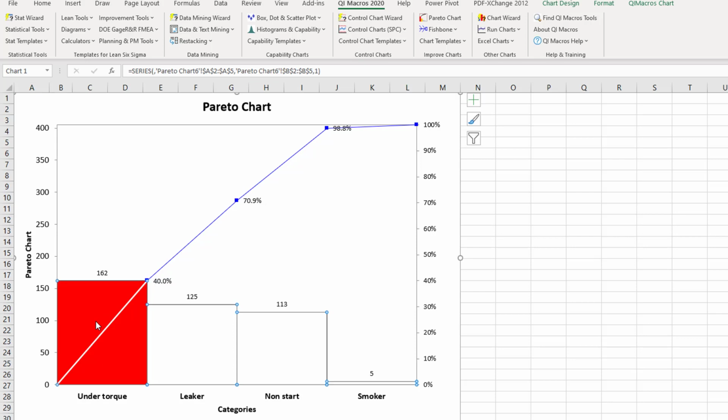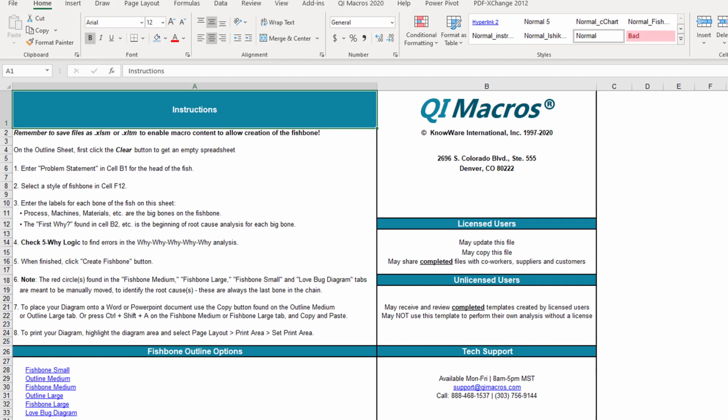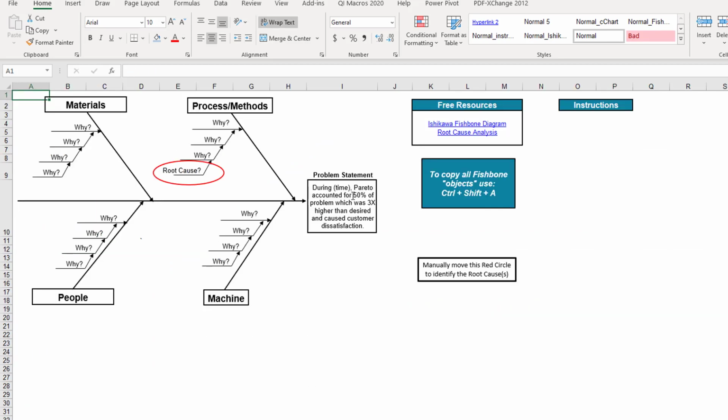So the Pareto chart shows the danger zone. You can see under torque is 40%. The second one is leaker, so 70.9%. Then the non-starter. So the quality experts can start working on these 4 categories to see how they can improve them. If you want to construct an improvement tool like an Ishikawa fishbone diagram, you can also click this and easily construct it.